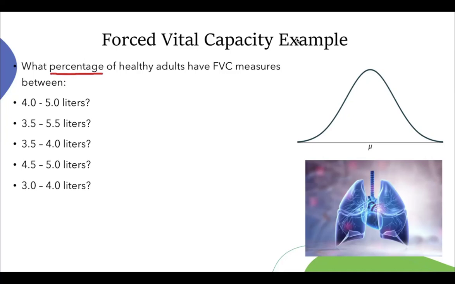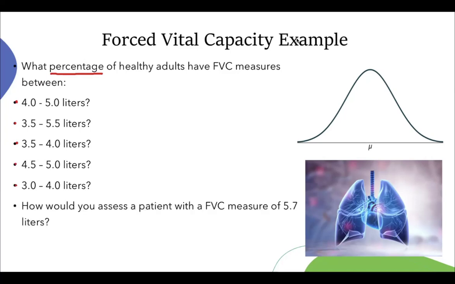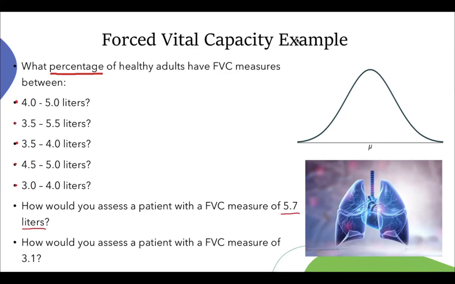What percentage of healthy adults have FVC measures between 4 to 5 liters, 3.5 to 5.5 liters, 3.5 to 4 liters, 4.5 to 5 liters, 3 to 4 liters? And how would you assess a patient with an FVC measure of 5.7 liters? And also how would you assess a patient with an FVC measure of 3.1 liters?